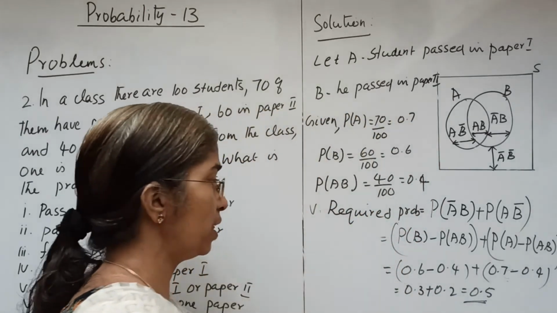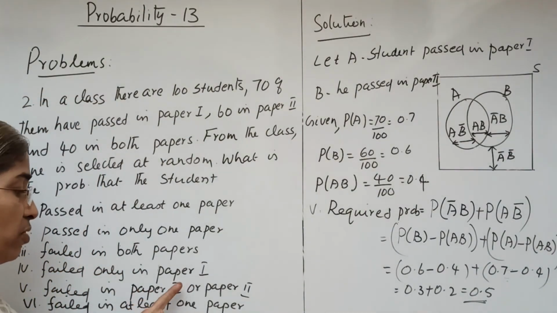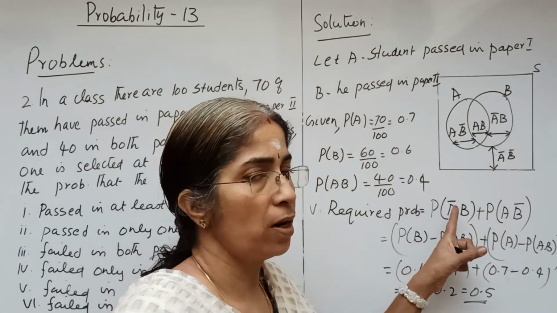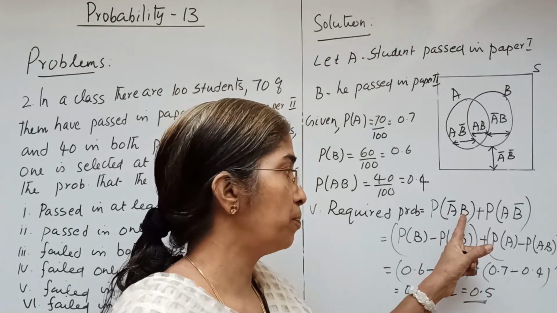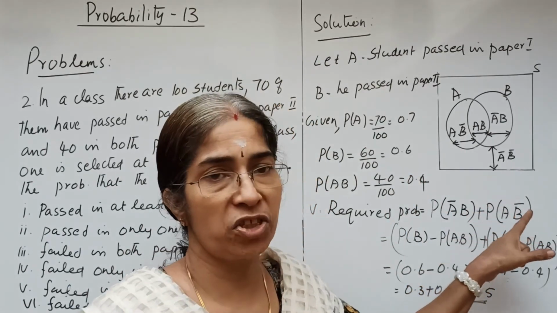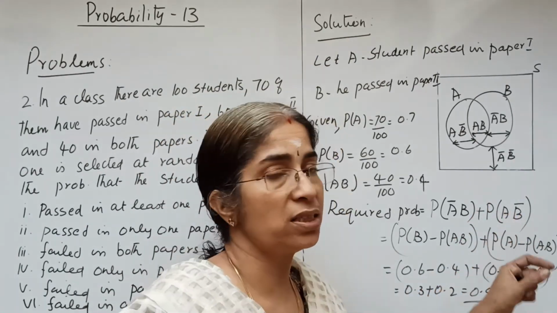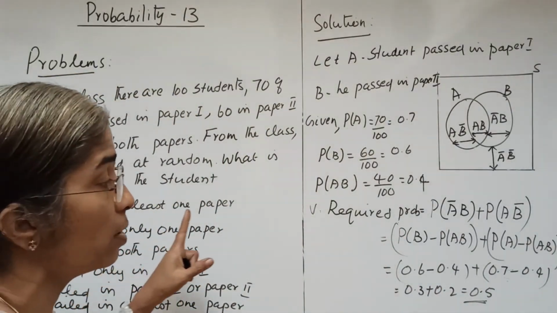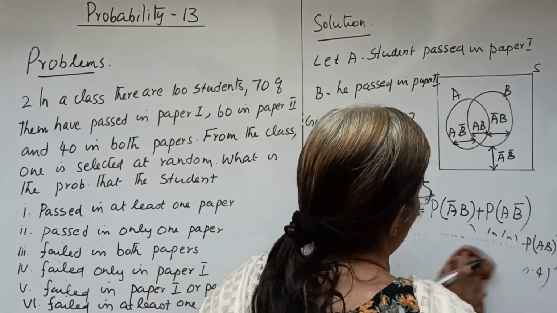So the event, let me explain once again. Here the question is failed in 1 or 2, which means P of A bar B, that is he failed in paper 1 but passed in paper 2, or plus P of A intersection B bar, that is he failed in paper 2 but passed in paper 1, which is the same as he passed in only one paper. Okay, so the answer is 0.5.